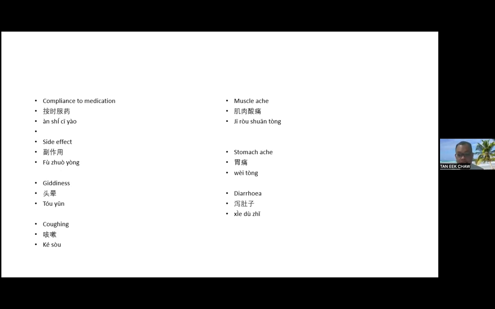Like for example, giddiness. If a patient has high blood pressure, you just recently started high blood pressure medicine, and the patient feels giddy. So in Chinese, we call 头晕. Maybe you actually gave too much of the high blood pressure medicine. Maybe you have to reduce the dose.